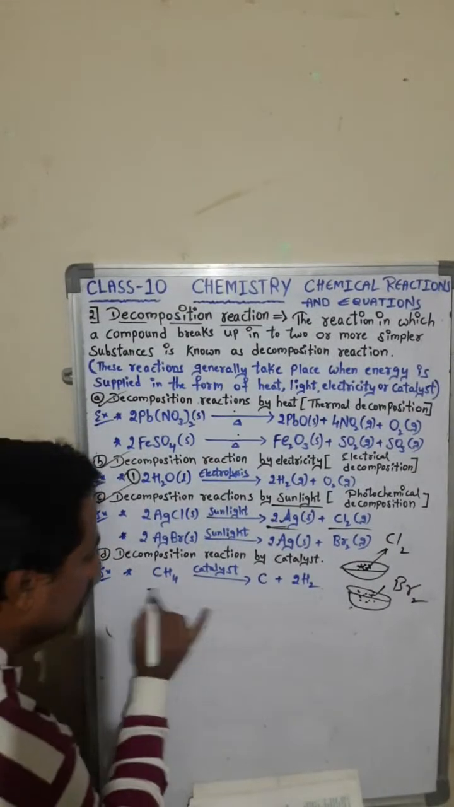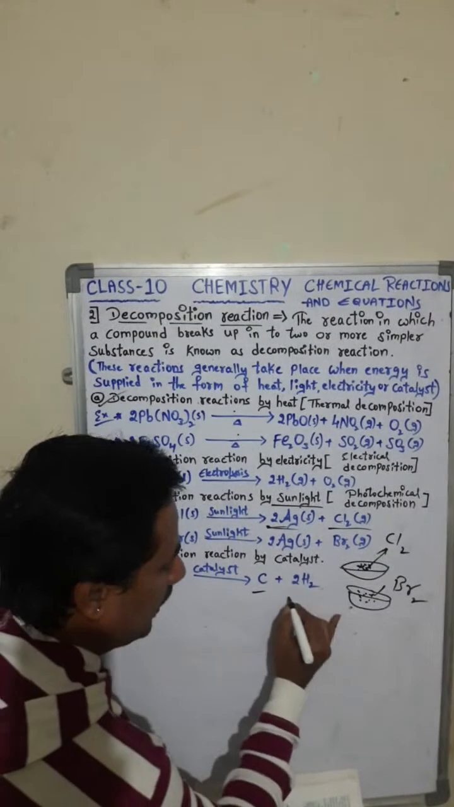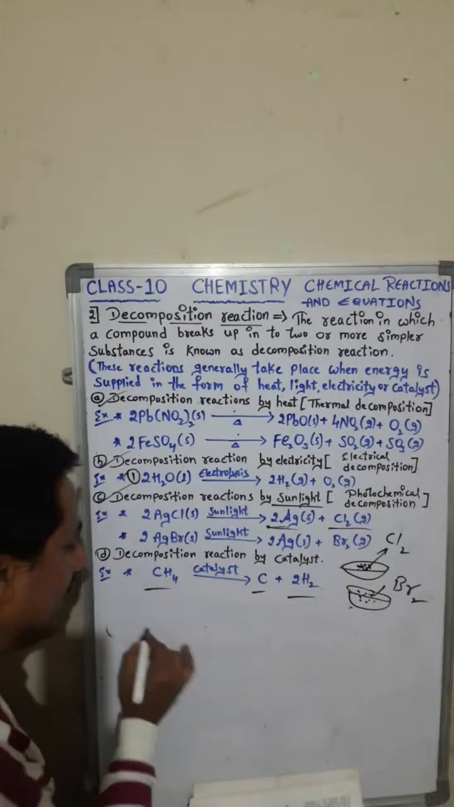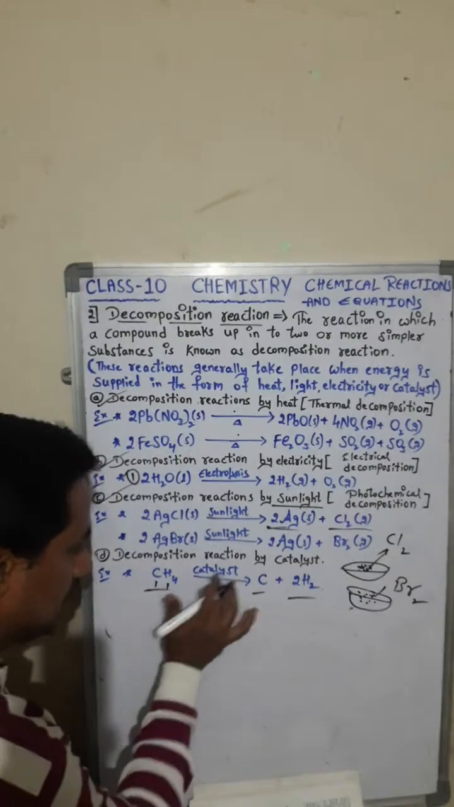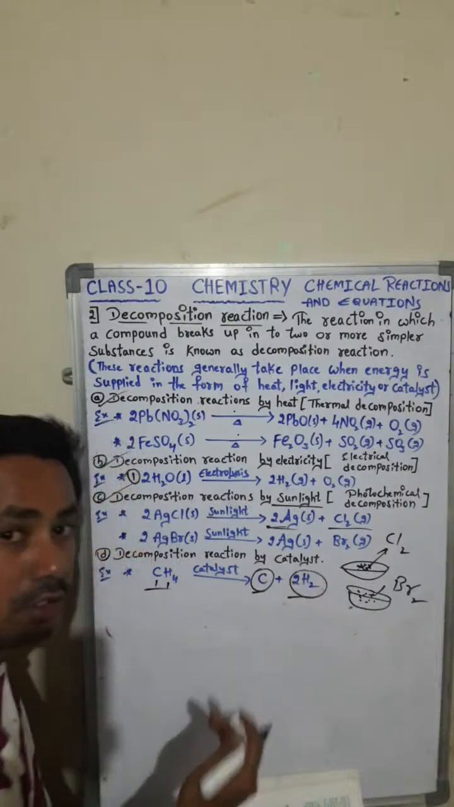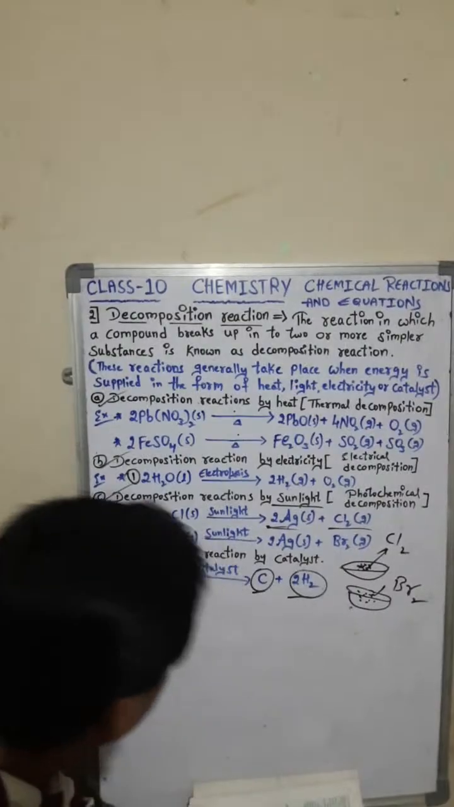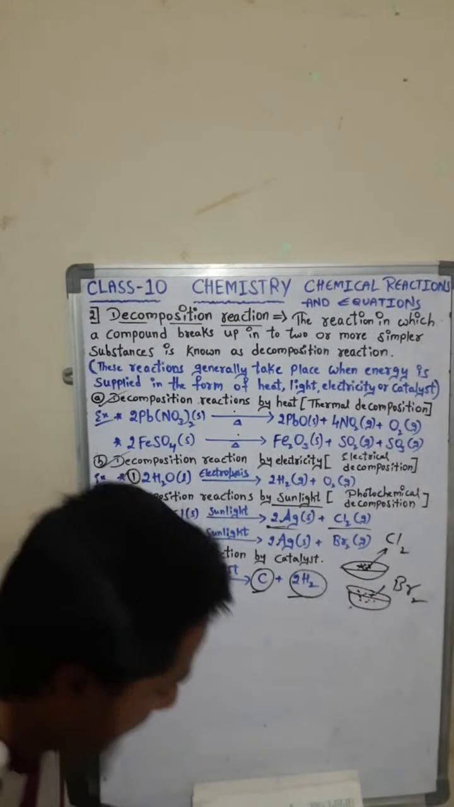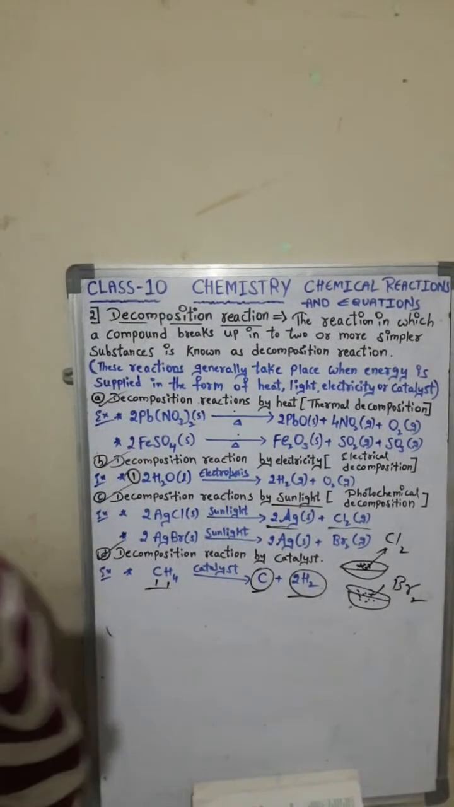Okay, methane. If we add a catalyst to methane, carbon will be separated and hydrogen will be separated, because CH4 methane, what does it have? Carbon it has, 4 hydrogen it has. When we add a catalyst, carbon will be separated and hydrogen gas will be separated. So this is an example for catalyst. Fourth, decomposition reaction by catalyst. Okay, clear? Fine.